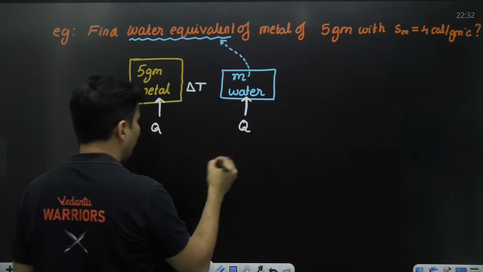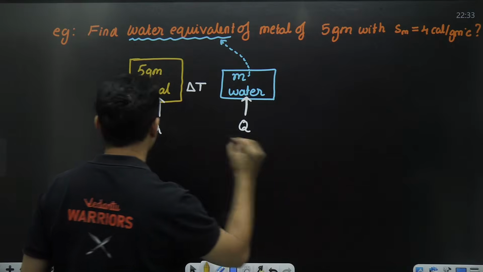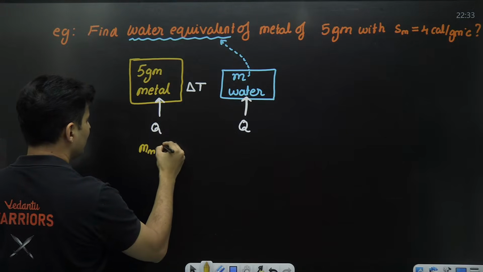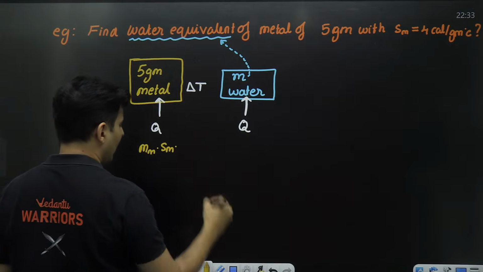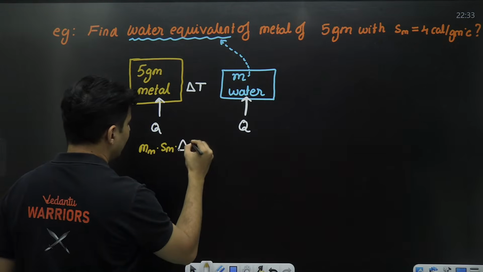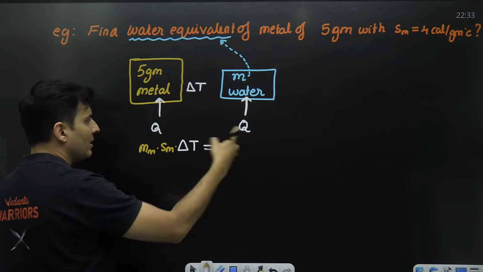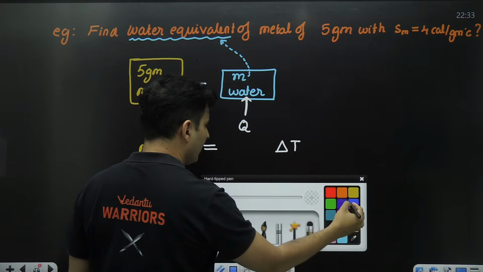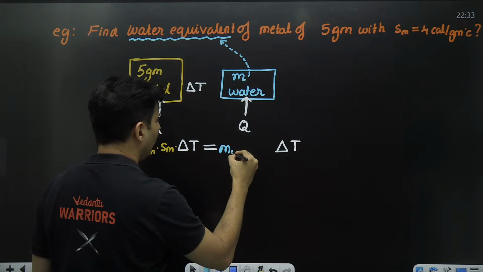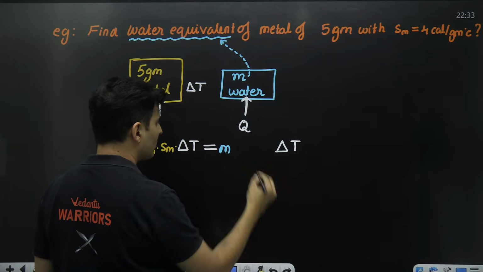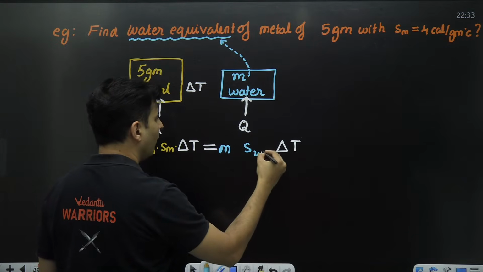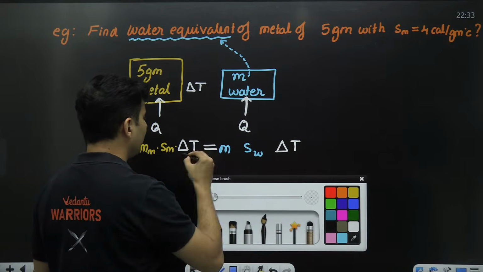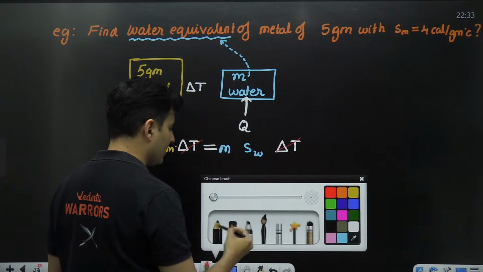Well, if you compare Q over here versus Q over here, Q will be nothing but mass of the metal into specific heat capacity of the metal, multiplied by delta T. This should be exactly equal, because the heats are the same. Here also delta T will be there. Here you will have mass of the water, which is M, into specific heat capacity of water into delta T. As you can easily see, this delta T and delta T have just cancelled off.